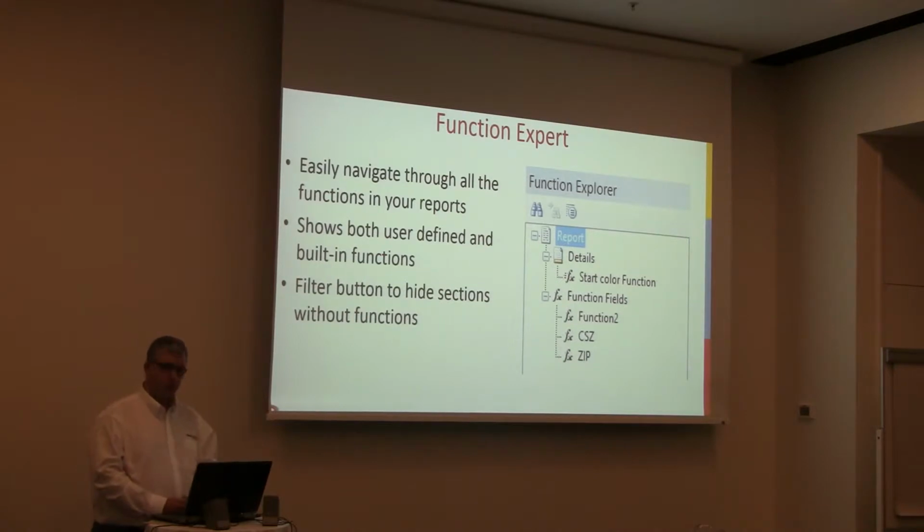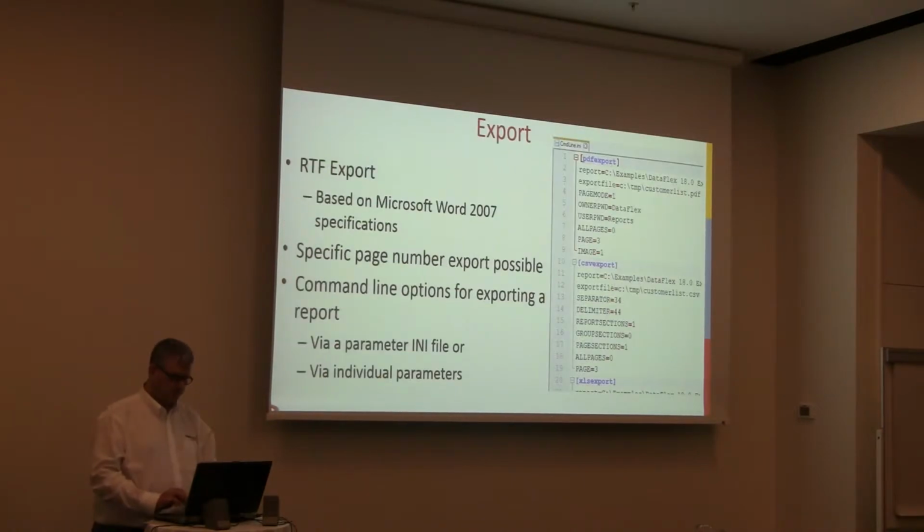By default, it shows all the sections. Then you have to extend the section to see what functions are defined for such a section. But there's also a button, and that's the third button here in the toolbar, and it will filter out all the sections that don't have a built-in function set. So that is the enhancement in function expert.